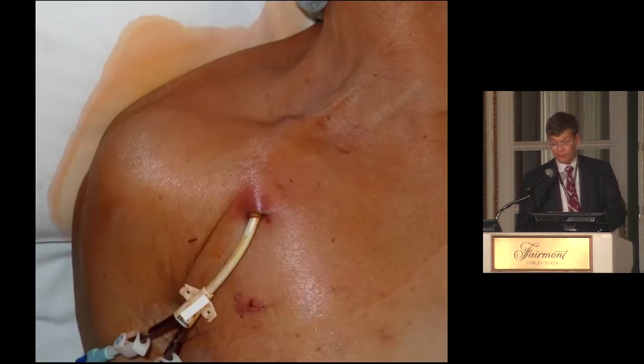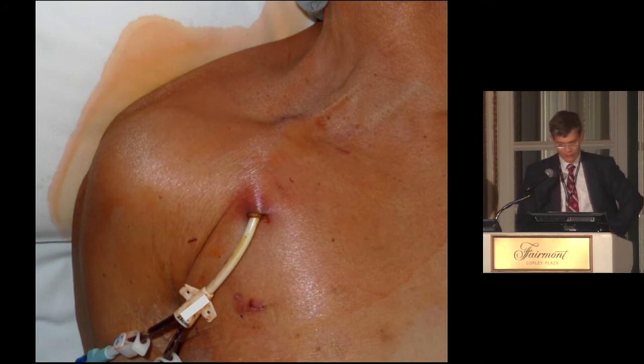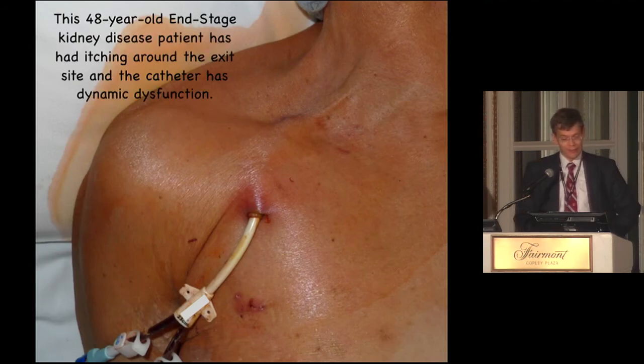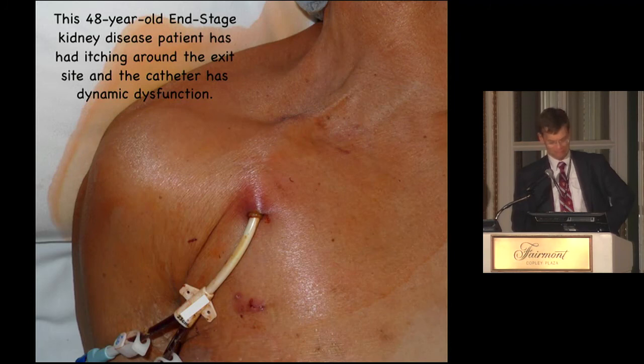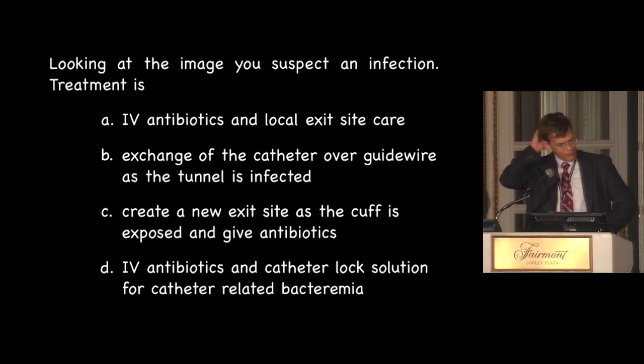Good, so now we still have 5 minutes, and I do have some bonus questions. Here we have a gentleman, a 48-year-old kidney disease patient who has itching around the exit site, and the catheter has dysfunction. The question is, what do you want to do? The options, I think, are IV antibiotics, local exit site care, exchange the catheter over a guide wire, create a new exit site as the cuff is exposed and give antibiotics, or systemic antibiotics.